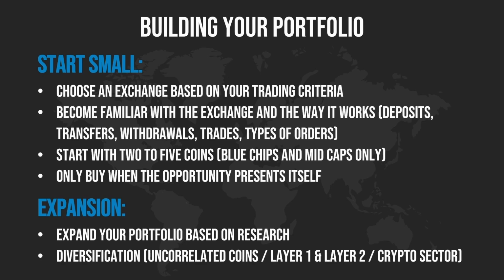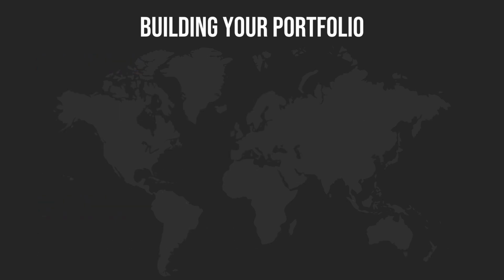You want to diversify, right? And this is the best way that we think you can do it. Just find uncorrelated coins, layer 1s, layer 2s. Depending on which crypto sectors you're interested in, you want to diversify into those sectors along with the main blue chips like Bitcoin and Ethereum.